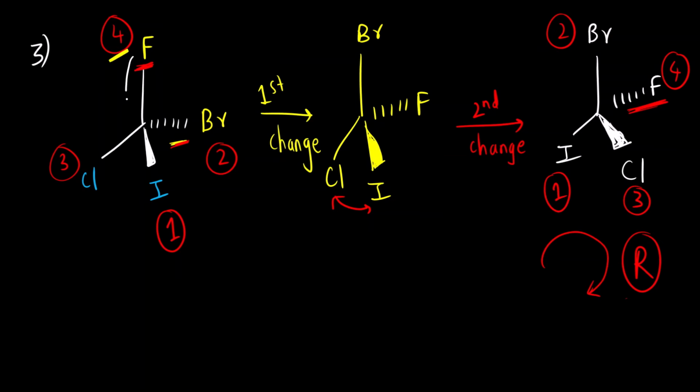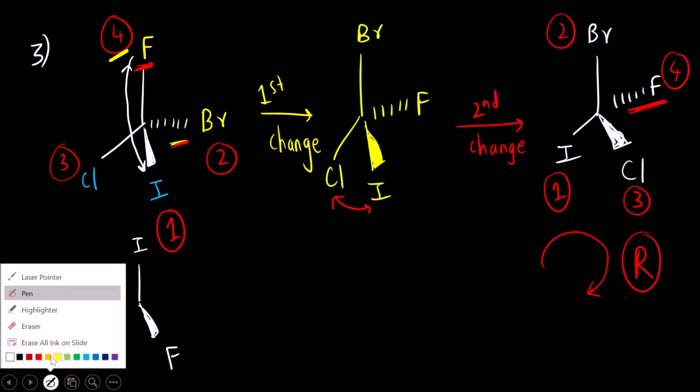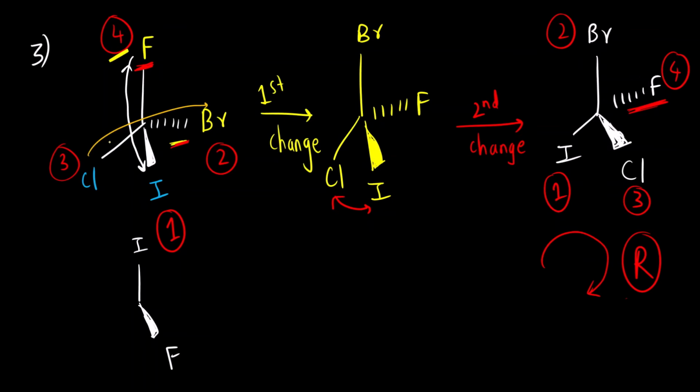What I am doing is I am interchanging fluorine and iodine. So here there is iodine, and here there is fluorine, and I'm also interchanging chlorine and bromine. So I'm doing two changes. So below the plane now there will be chlorine, and here there will be bromine.